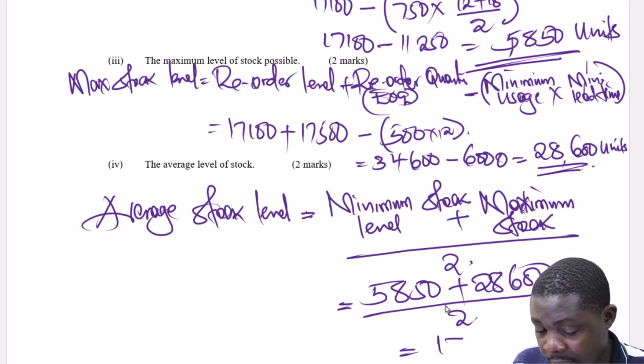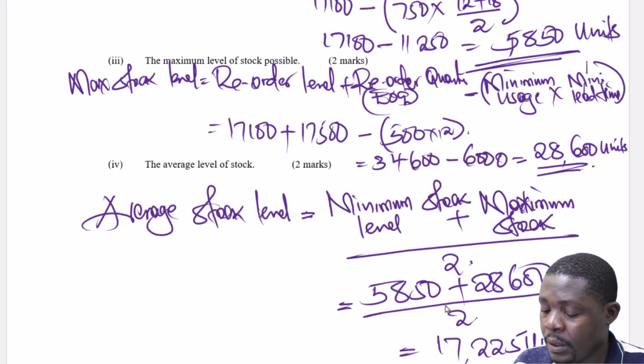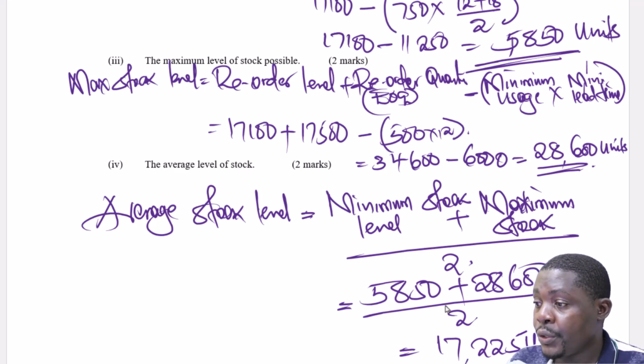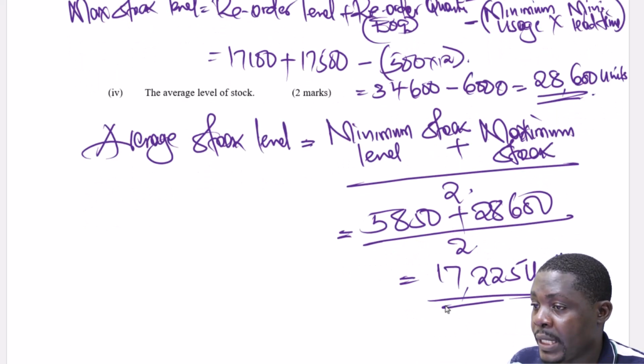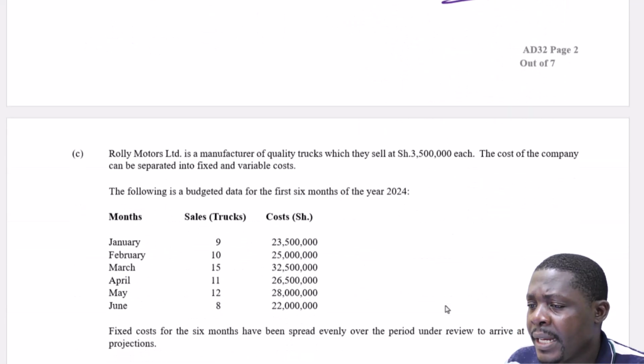If you do that, you get 17 to 25 units. That becomes the answer for Roman number 4. Then finally, part C.